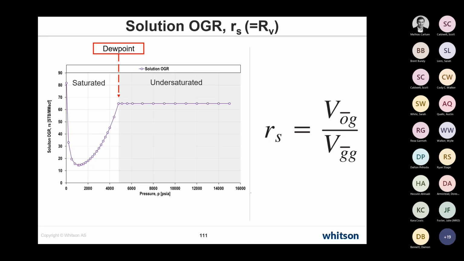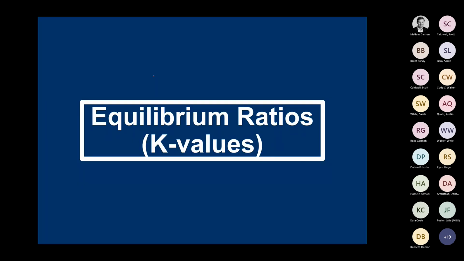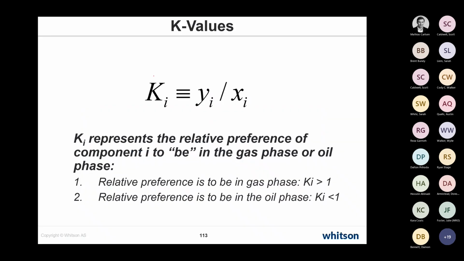Very fast on this shape right here that you see, the undersaturated and saturated region, the shape where it goes down like this. The reason why it goes down like this can be explained with K values, and these equilibrium K values are what we introduced earlier today. They're just a measure of the relative preference of a component to be in the gas phase or in the oil phase. If this relative preference is higher than 1, it likes to be in the gas phase, and if this value is less than 1, it likes to be in the oil phase. It's very simple like this.